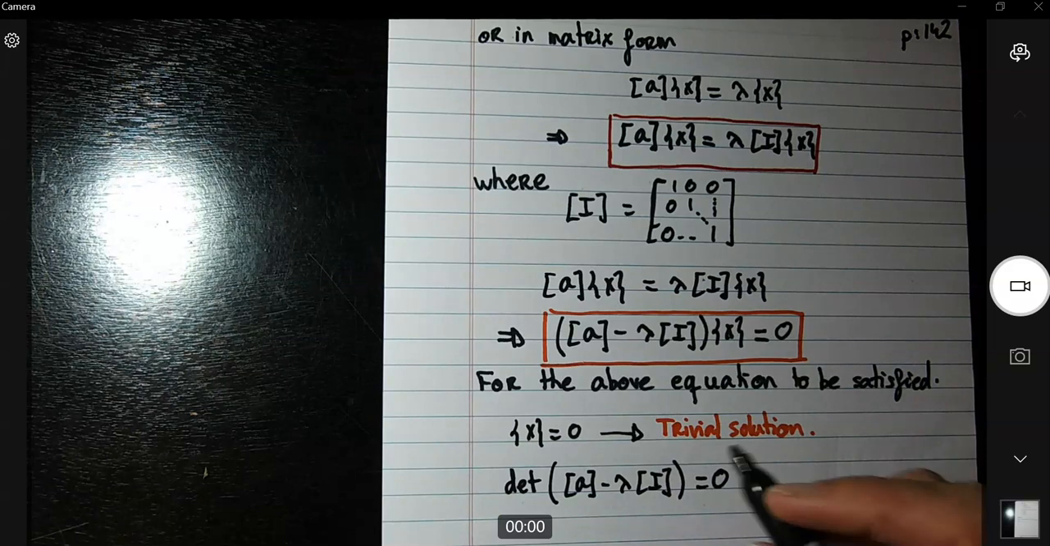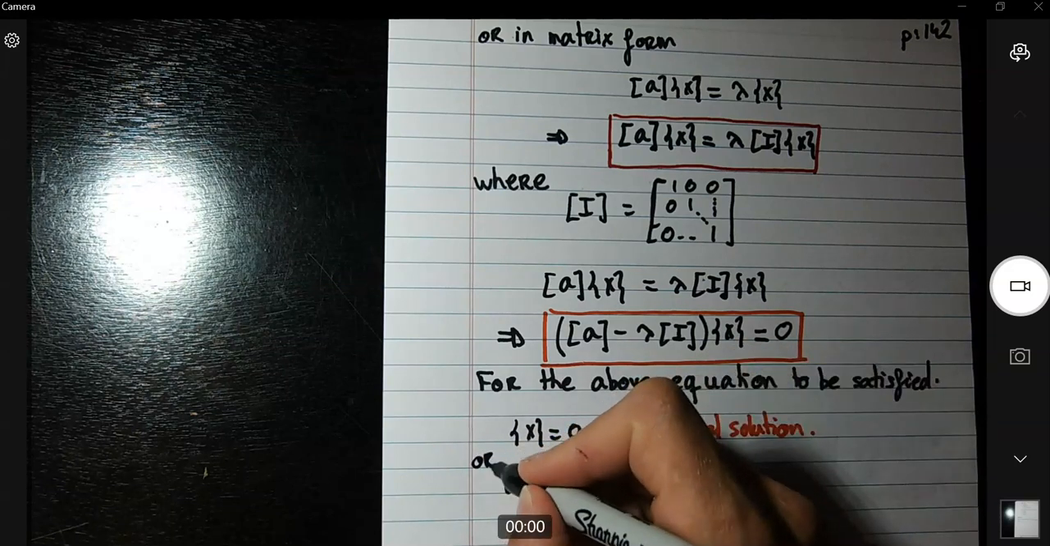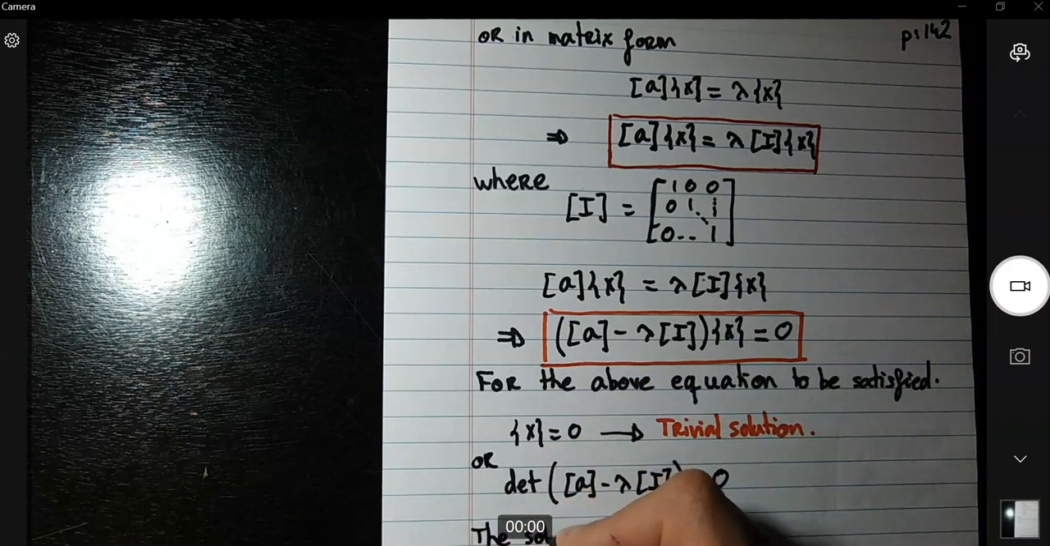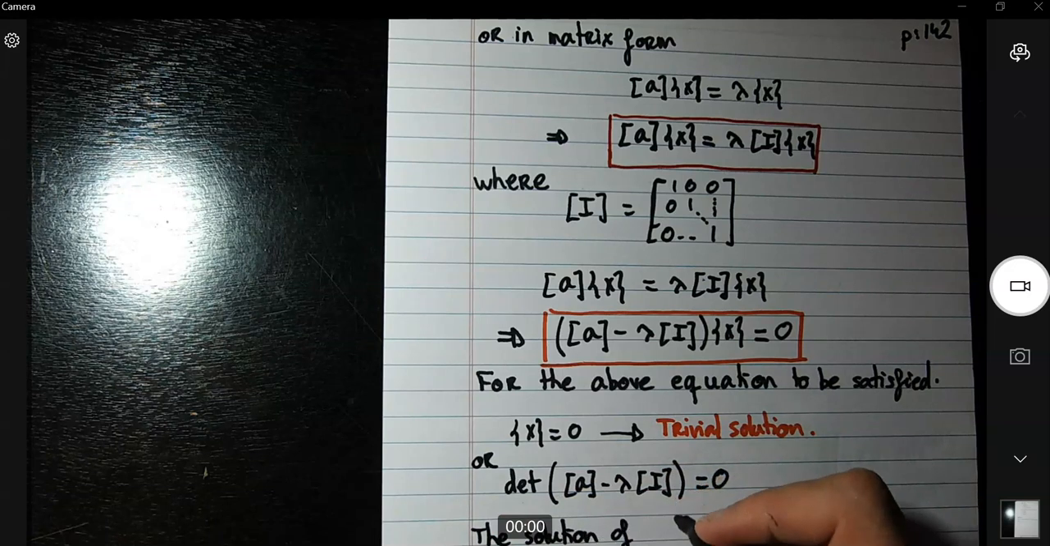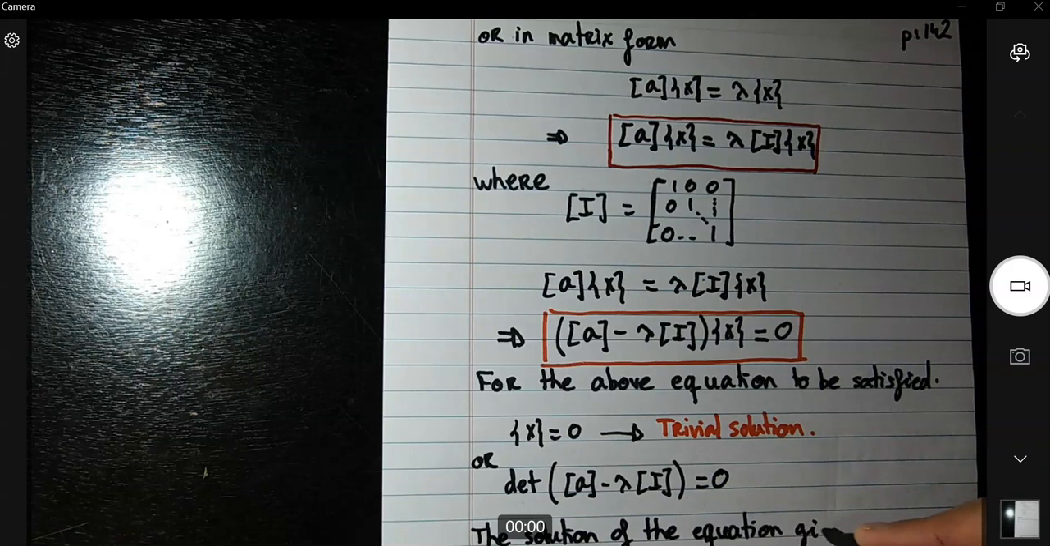Okay, so now the solution of the equation given by the determinant of A minus lambda I is known as the characteristic equation.